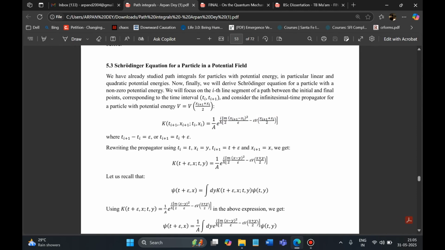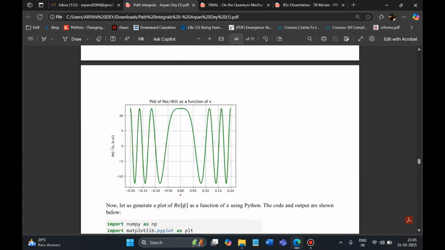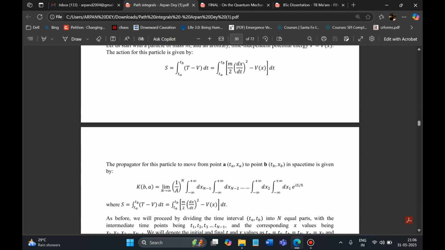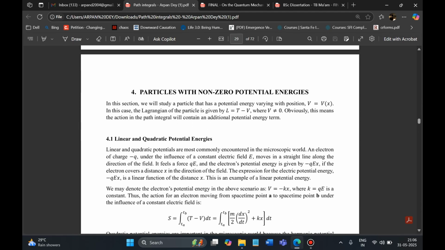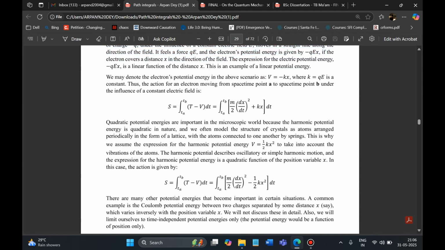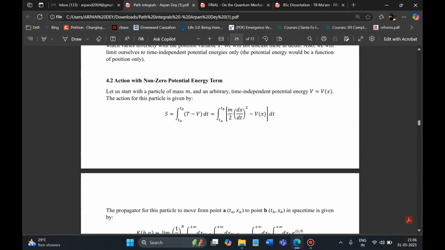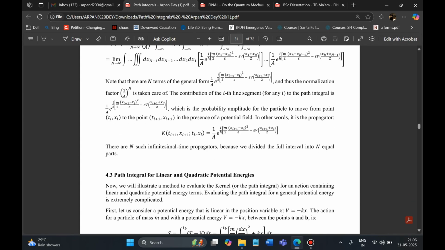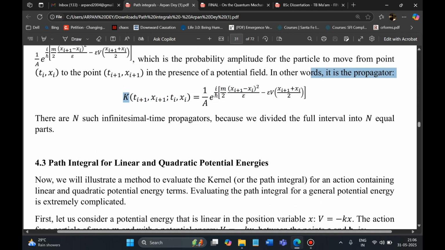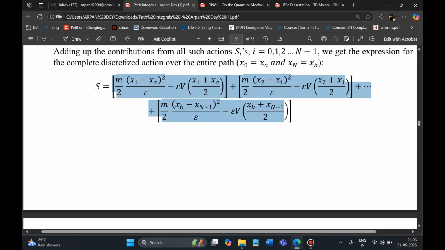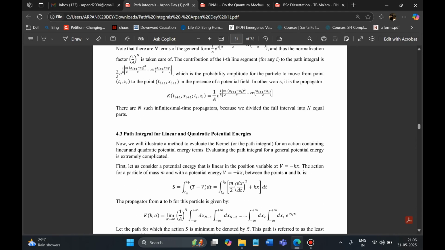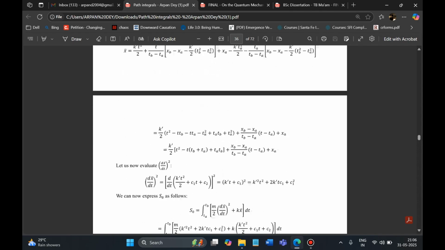We already discussed this when we were starting our discussion on the action for a particle with a potential. Here also we discussed this, right? The action with a non-zero potential energy term, we discussed this thing. See, this was what we are getting. The kernel, see, this is the expression. The kernel for that line segment, and the total action we can write as a sum, the total kernel also we can sum up. So this is the same expression that we already discussed. Nothing more, nothing new.